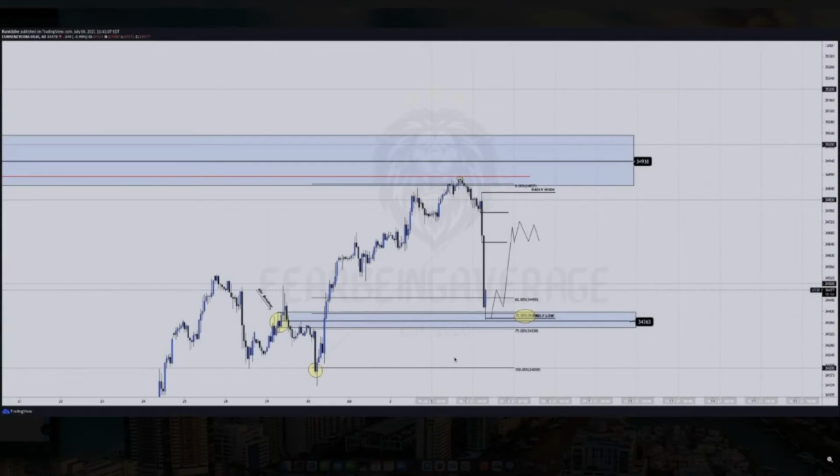Right here. This is exactly what I was looking at. The breaker block, 4-hour breaker block, on a 1-hour time frame. Rejected the 70.50%. And mind you, one thing I always stress, guys, is time of day is key.